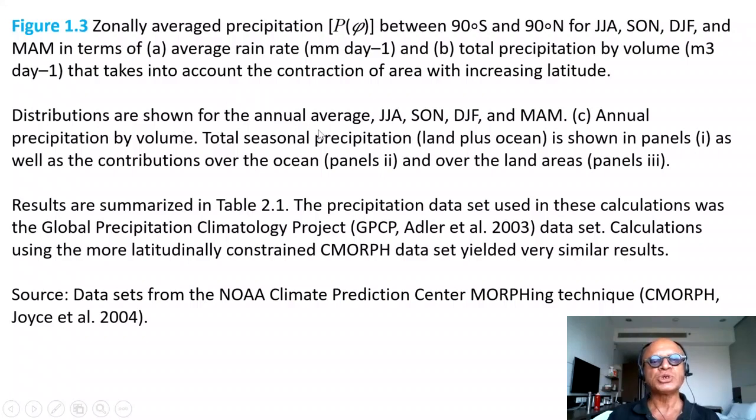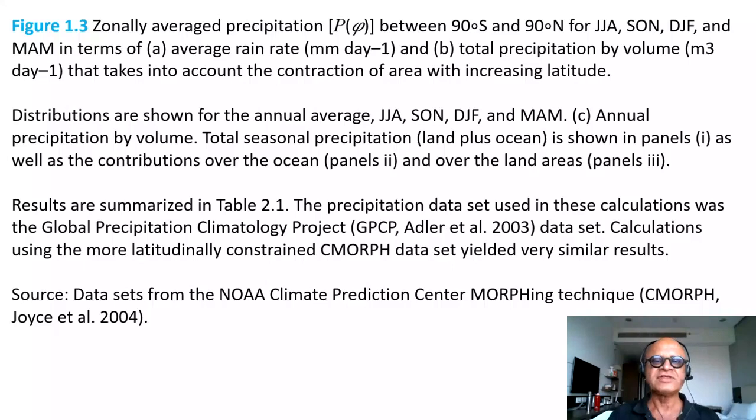Okay, so distributions are shown for the annual average and then the seasons, and then results will be summarized in Table 2.1, as we will see in the next chapter when we look at hydrology and heat exchanges. These are precipitation data sets from the Global Precipitation Climatology Project, and calculations using the more latitudinally constrained CMORPH dataset would yield very similar results. It depends on the satellite that's making the measurements. There are compromises to be made in the spatial resolution, temporal resolution, and the latitudinal coverage of these satellites.